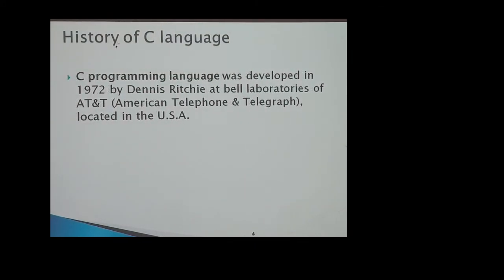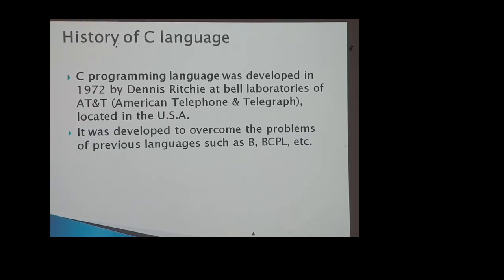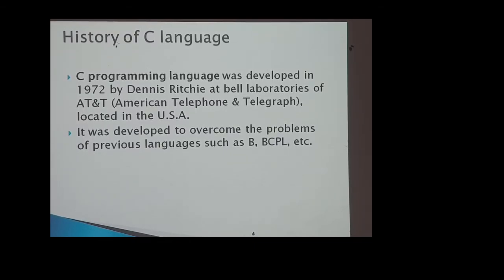Our next point is history of C language. C language was developed in 1972 by Dennis Ritchie at Bell Laboratory of American Telephone and Telegraph located in the USA. It was developed to overcome the problems of previous languages such as B, BCPL, etc. Various languages like B and BCPL were developed before C language, and to overcome their drawbacks, C language was developed.